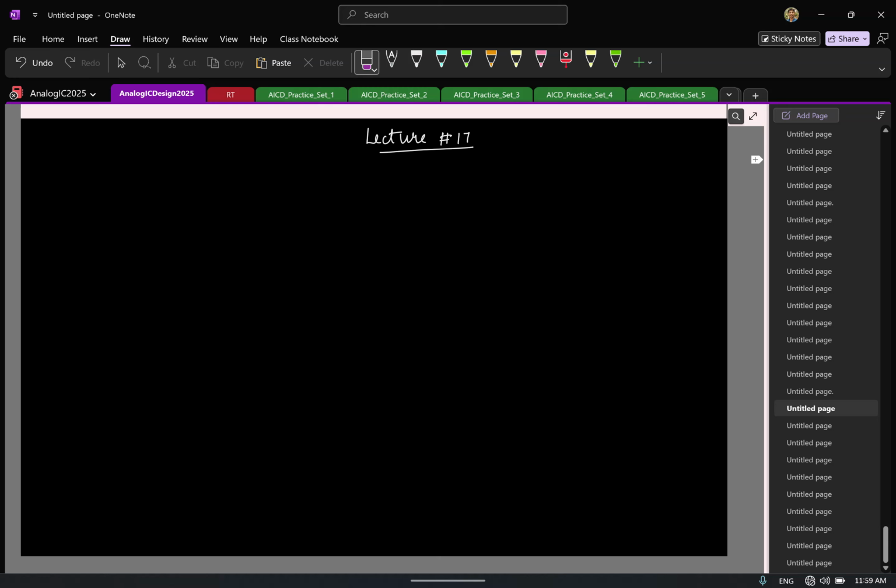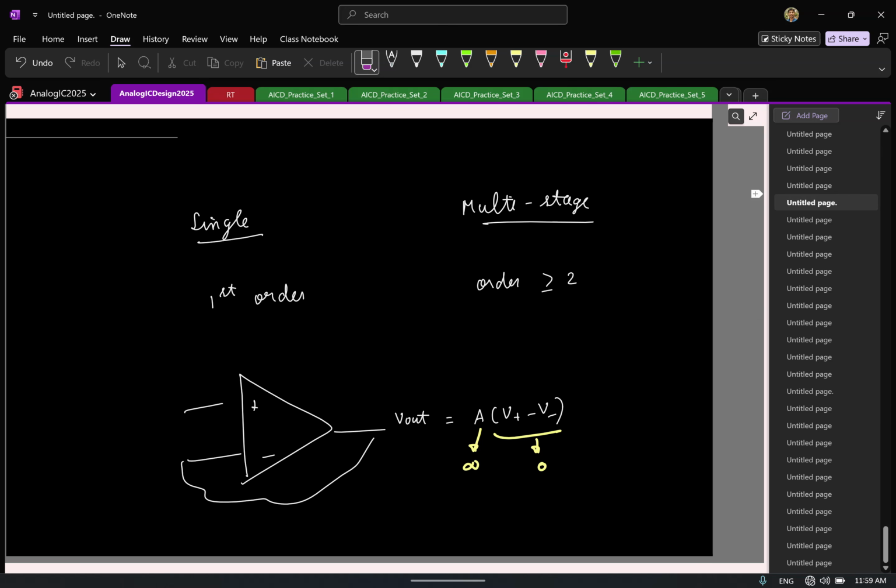Okay, let's continue. So, before the break, we started to see how to make an op amp. Again, we started with a single transistor, built all the way up to the 5 transistor OTA, and looked at other ways to increase the DC gain.